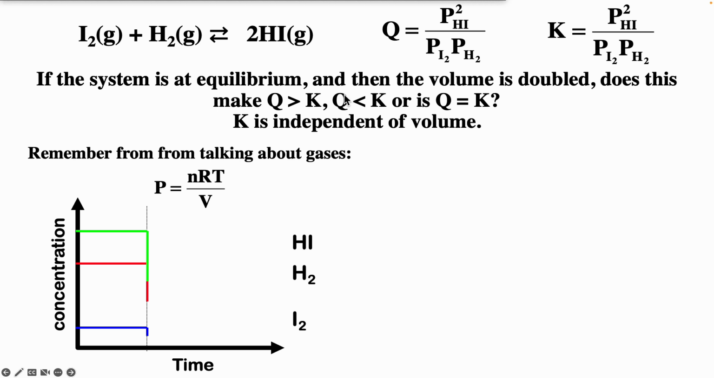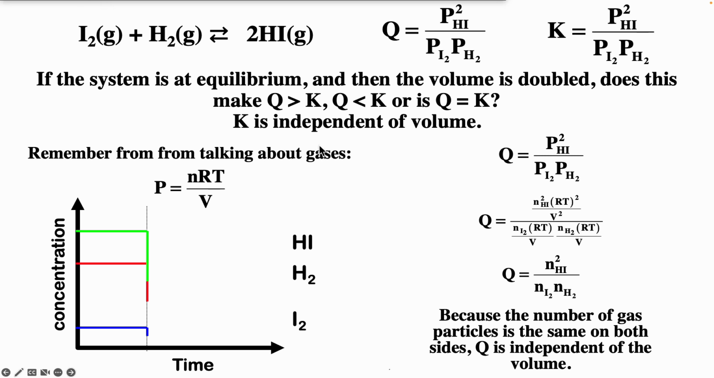So the system's at equilibrium, and then the volume is doubled. Does this make Q greater than K, less than K, or equal to K? Now, K is independent of the volume, and so we're just looking at how this will change Q. And so if we look at it, we've got two gas particles of products, two gas particles of reactants, and so actually Q will not change.